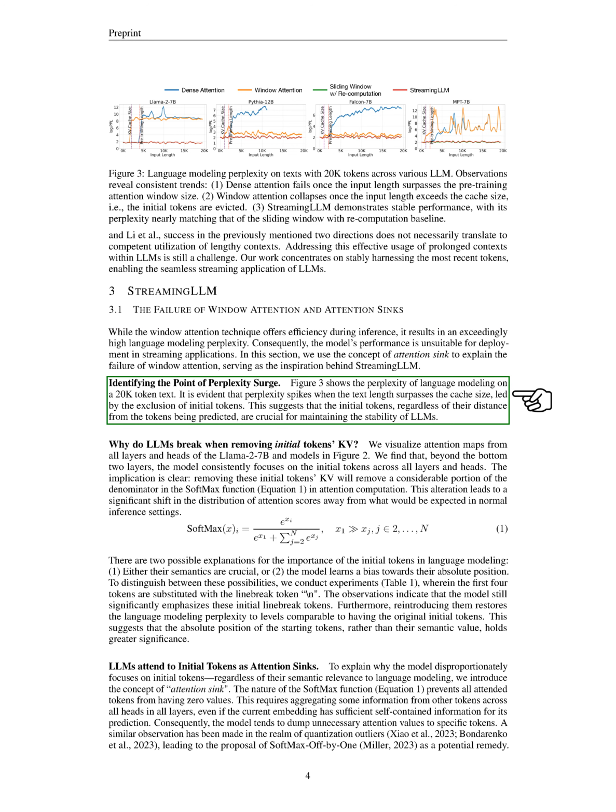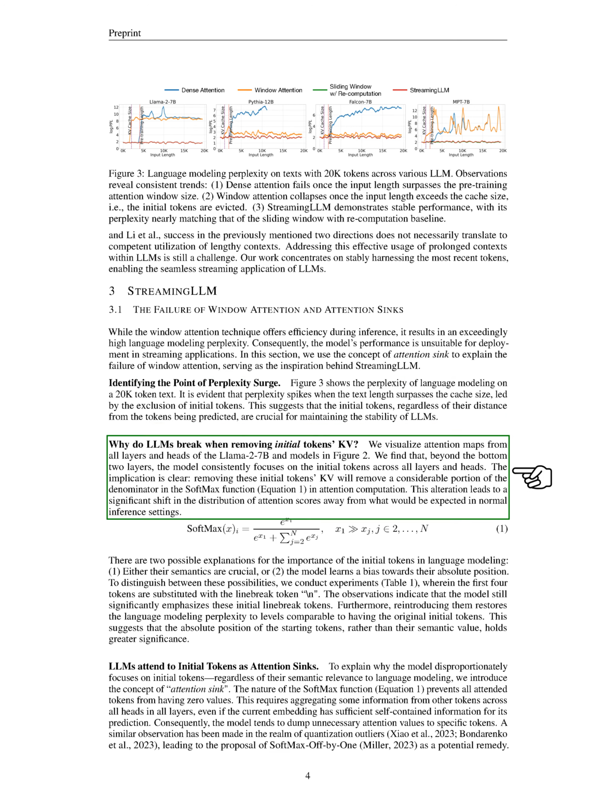When we look at the perplexity of language modeling on a text with 20,000 tokens, we see that the perplexity spikes when the text length exceeds the cache size. This is due to the exclusion of the initial tokens. This suggests that these initial tokens are important for maintaining the stability of language models, regardless of how far they are from the tokens being predicted.